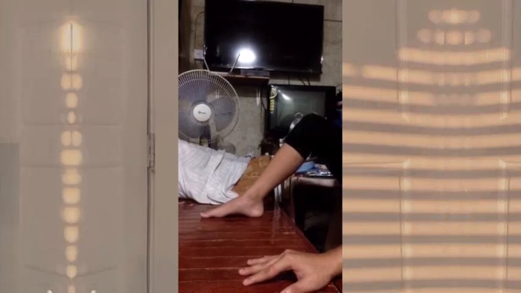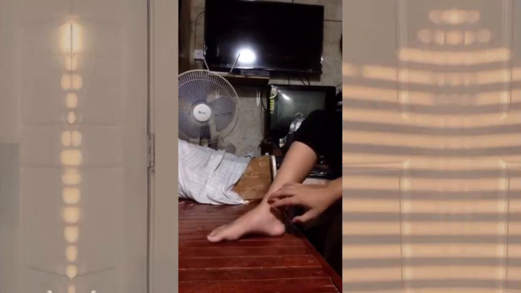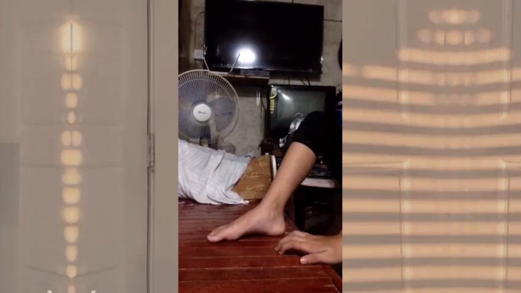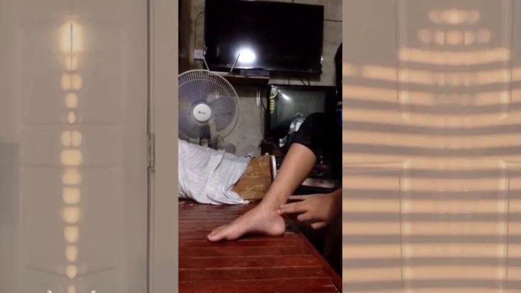So first, we have the posterior tibial artery here. To find the posterior tibial artery, you must first locate the malleoli. So here is our malleoli, and move dorsal to it. Remember to keep a light touch so that you can locate the pulse easily. So here is her pulse. Now at this point, you can rate her pulse.